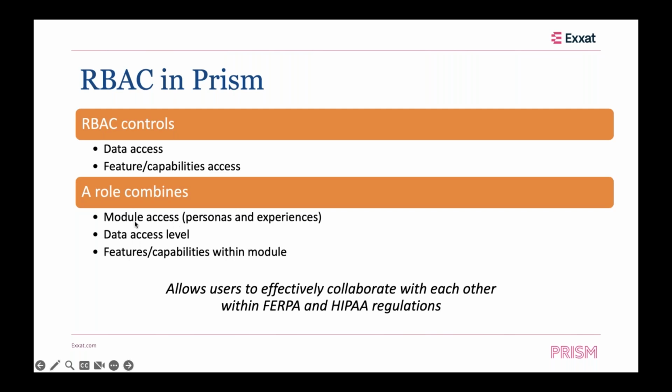They will get access to a particular experience or persona, which we also refer to as a module. So we have an administrator module, we have a faculty module, we have a student module. Through these three modules, we can control what kind of Prism experience you get as a user. The second point is data access level. Depending on the data access that you have been provided as a user, that will also govern what features and capabilities you get access to. So a combination of these three factors is going to define what you as an individual user can or cannot view or edit in the Prism system.